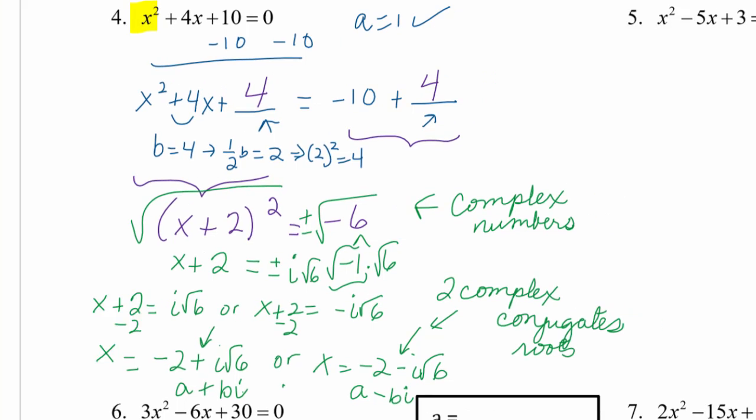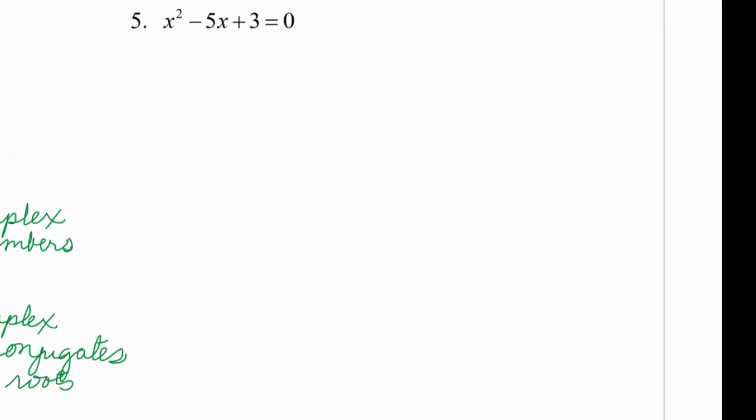Okay. All right, let's go to number 5. Again, a is 1. Move the constant. Leave the x squared minus 5x plus, leave room for completing the square. Negative 3 plus, leave room for completing the square. Okay, so now we're going to complete the square.